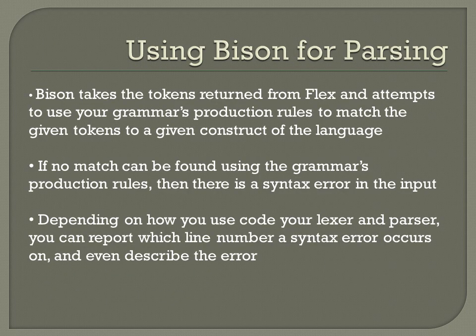With the grammar defined, we can now use Bison. Bison will take the tokens returned from Flex and attempt to use the grammar's production rules to match the given tokens to a given construct of the language. Of course, if no match is found, then that means that there is a syntax error in the input. And depending on how we code the parser, we can make it where our parser reports what line number the syntax error occurs on.